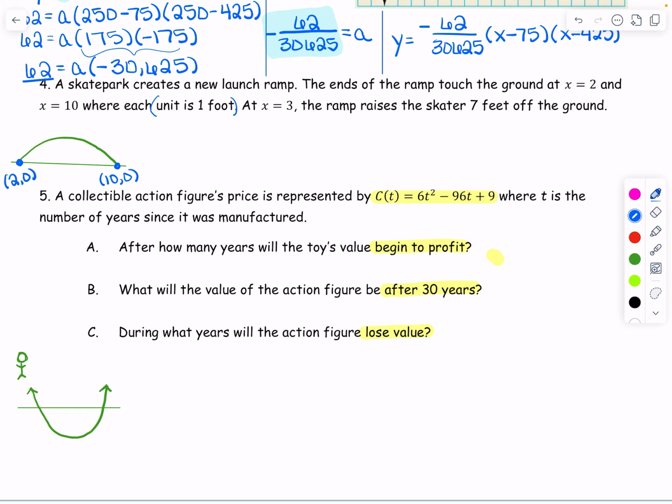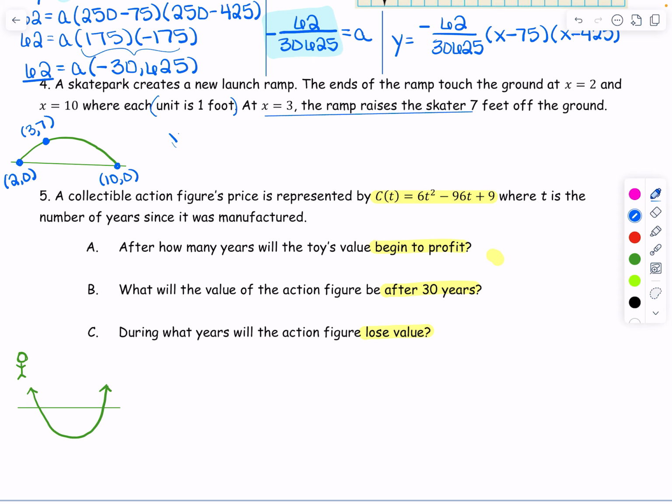Okay? At x equals 3, the ramp raises the skater to 7 feet. But it doesn't say that's the maximum height. So we cannot assume that that's the vertex. That's just another point somewhere on the graph that's closer to 2. Okay? 3, 7. They did not say it was the vertex. They did not say it was the axis of symmetry. They did not say maximum. So we can't just assume that it's a vertex. So I'm not going to use vertex form with this one at all. And just by looking at it, I know that 3 doesn't come in the middle of 2 and 10. So it's not the vertex. All right, so let's go ahead and use factored form.